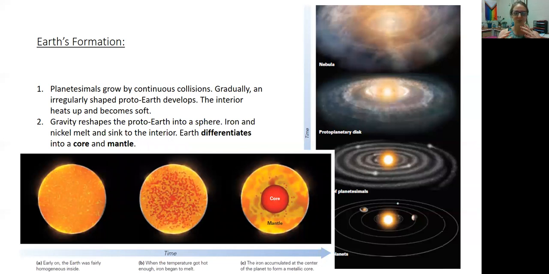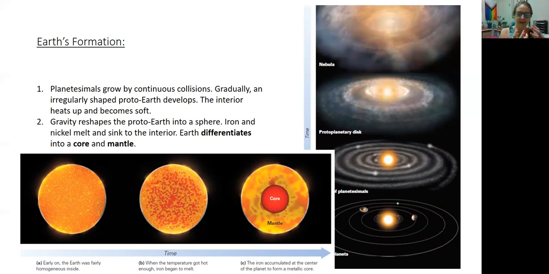So as gravity is reshaping the proto-Earth into a sphere, remember it's very hot, it's very soft, it's molten, right? If you were to visit Earth at this time, it would just be a molten blob of magma. There would be no solid rock for you to stand on. And when the Earth is molten, the nickel and the iron melt and they sink down into the interior of Earth. These materials sink down into the middle of Earth because they're dense metals. They're dense, they're heavy, so they're pulled in by the gravity.